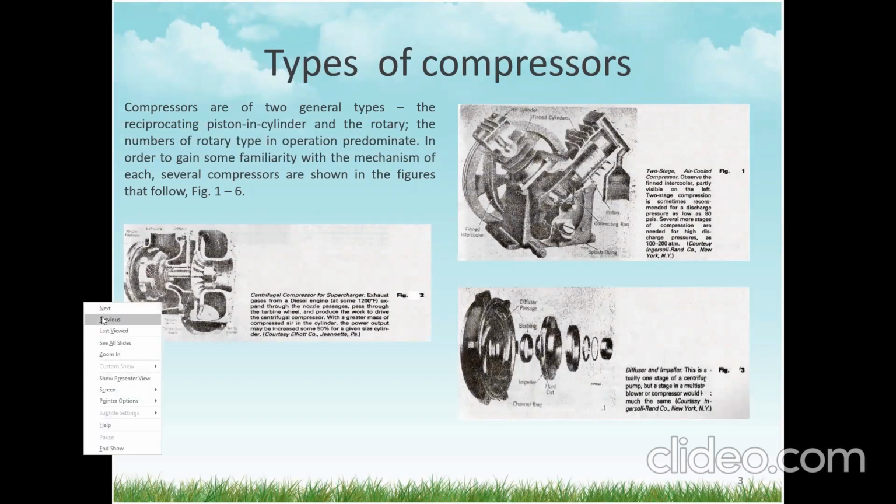Review: types of compressor. Compressors are of two general types, the reciprocating piston in cylinder and rotary. The number of rotary type in operation predominates. In order to gain some familiarity with the mechanism of each, several compressors are shown in the figures that follow.